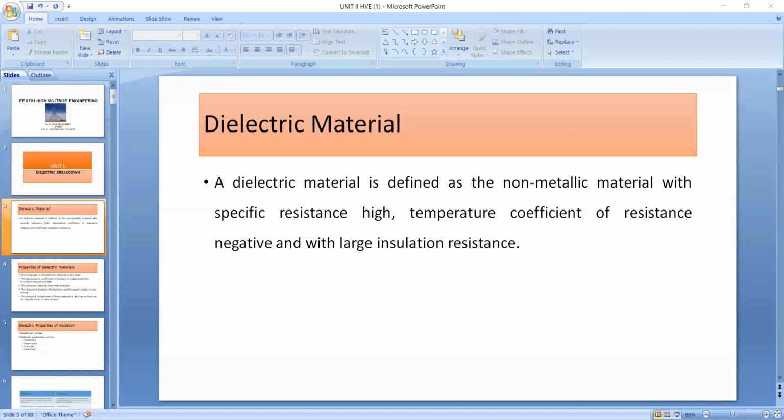The maximum voltage applied to the insulation at the moment of breakdown is known as breakdown voltage. The properties of a dielectric medium: it has large breakdown strength, it is flexible and reliable, and it is chemically stable, and the arc quenching properties are high in case of SF6 gas.